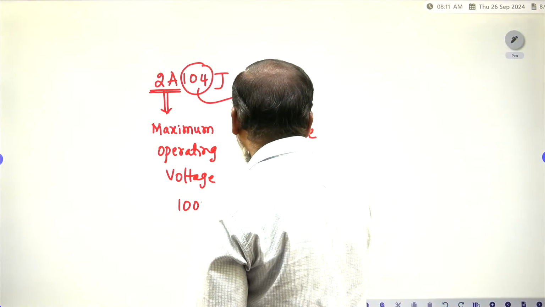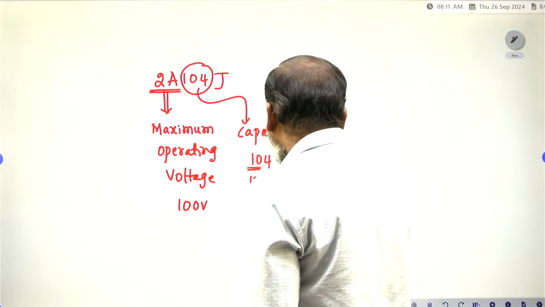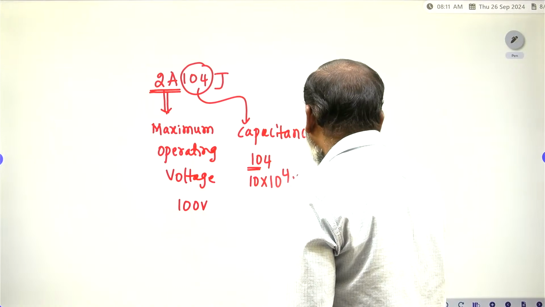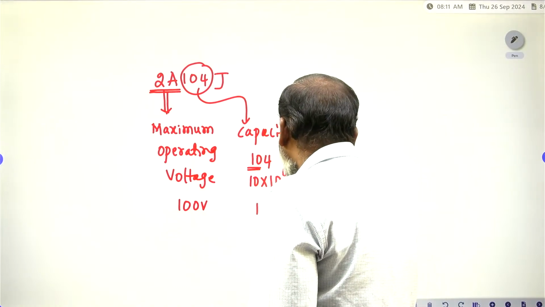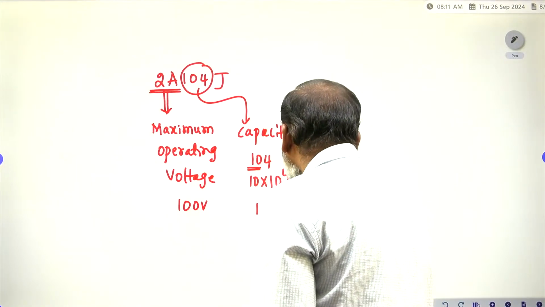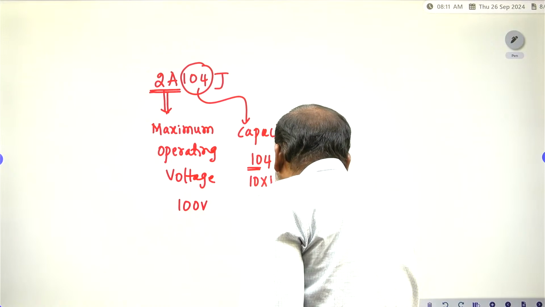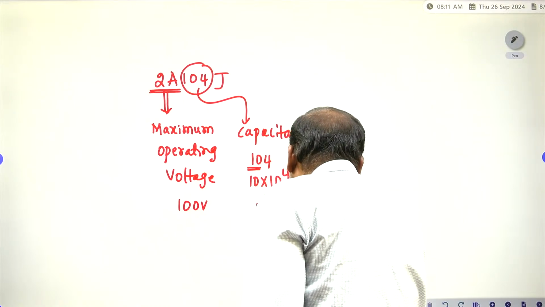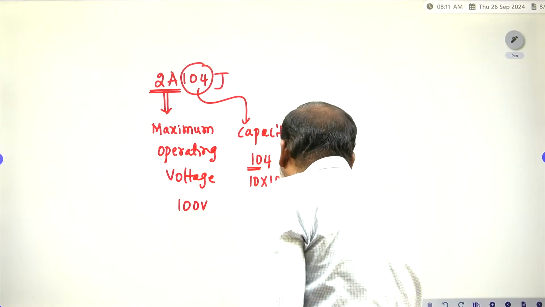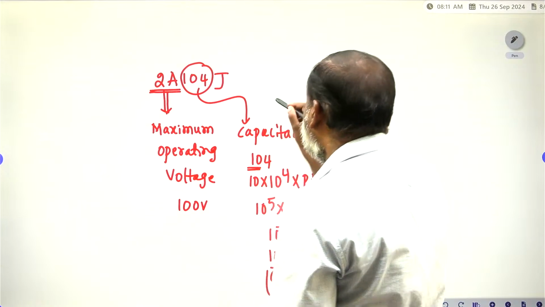How do we calculate? 104: first you write the two digits, then you multiply with the multiplier 10 to the power of 4, in picofarad. 10 to the power of 5 into 1 pico is equal to 10 to the power of minus 12 farad. So therefore you get 10 to the power of minus 7 farad, which is 10 to the power of minus 1 into 10 to the power of minus 6, microfarad. 10 to the power of minus 1 is equal to 0.1 microfarad. So this is the capacitance of the capacitor.